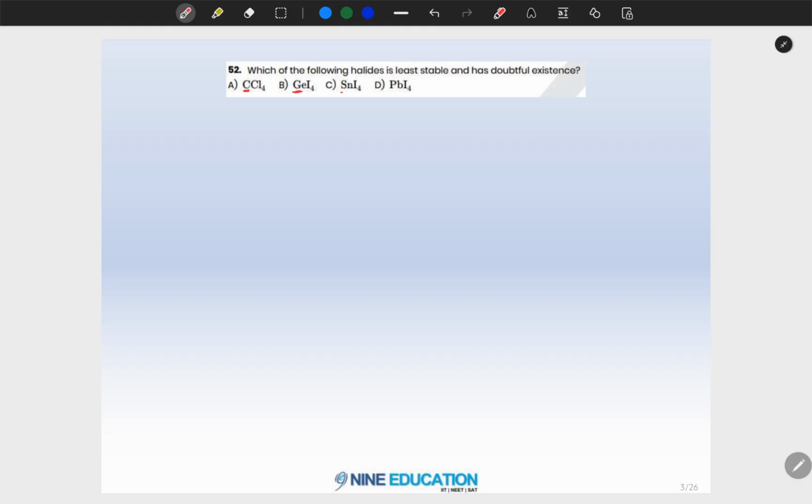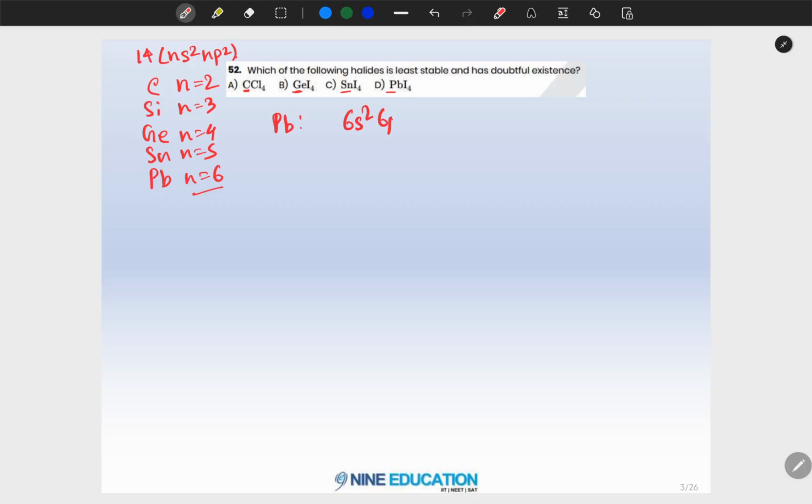Now carbon, silicon, germanium, tin, lead, all these are group 14 elements. So what is the electronic configuration of group 14 elements? That is ns2 np2. For carbon, what is the principal quantum number of the outer shell? That is 2. For silicon, 3. For germanium, 4. For tin, 5. And for lead, the value is 6. So for lead, what is the electronic configuration? 6s2, 6p2. That is the electronic configuration of the outermost shell.